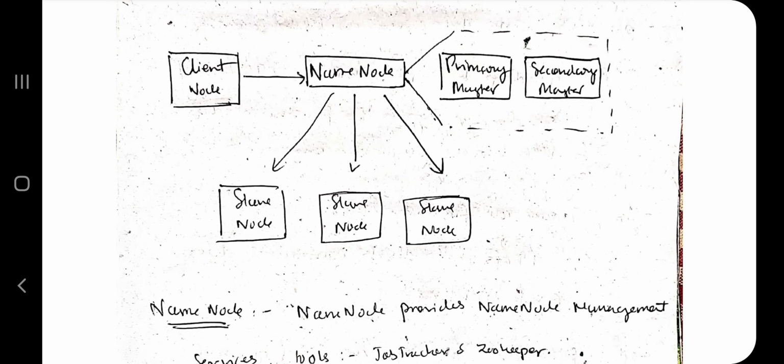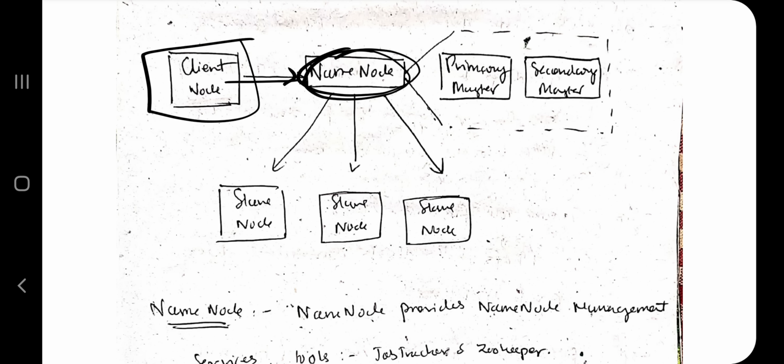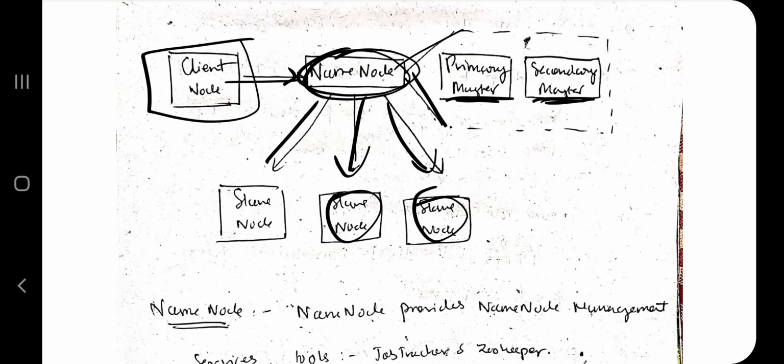The same thing goes in Hadoop also. Whenever an input comes, it goes to the name node. It manages which resources are used for which task, and the approval is fetched from the primary and secondary master, and then the task is distributed among the slave nodes which do the work.